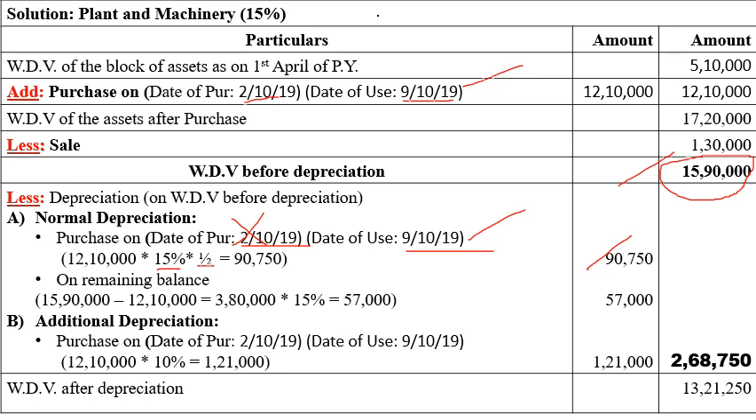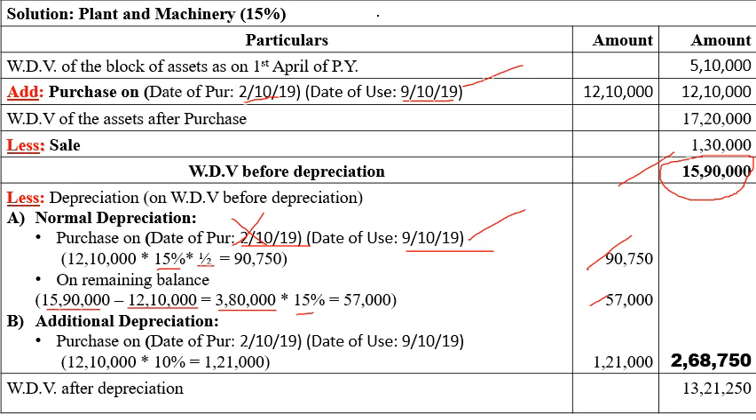Next, on remaining balance, only one asset was purchased in the previous year. So then we have to calculate on remaining value of depreciation. 15 lakh 90,000 is the written down value before depreciation. Out of that, for 12 lakh 10,000 we have already calculated the depreciation. That's the value of new assets. Remaining value is 3 lakh 80,000. 3 lakh 80,000 into 15%, it is 57,000. So this is a normal depreciation.